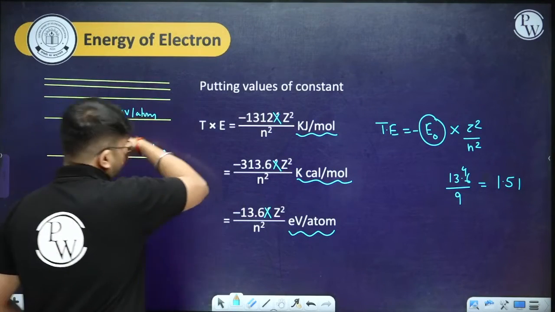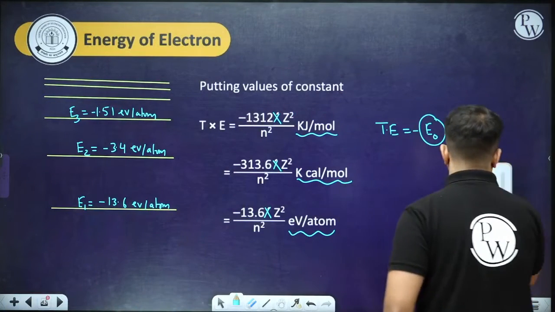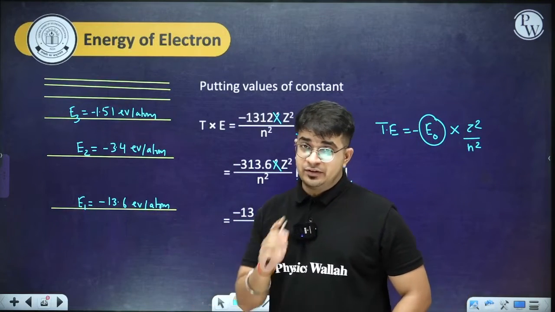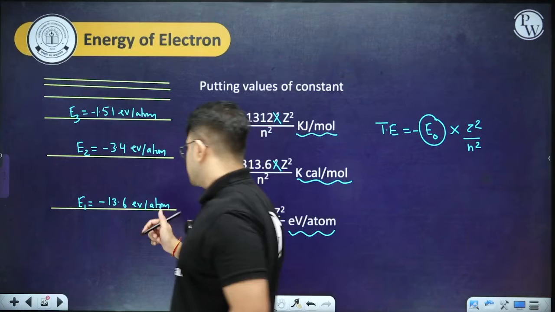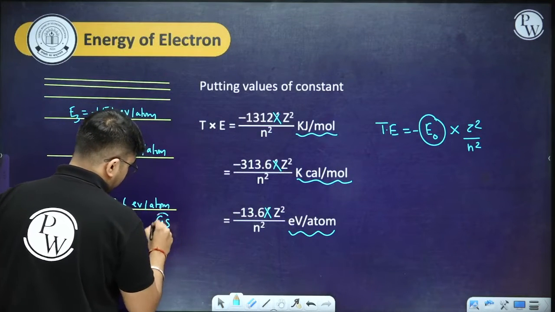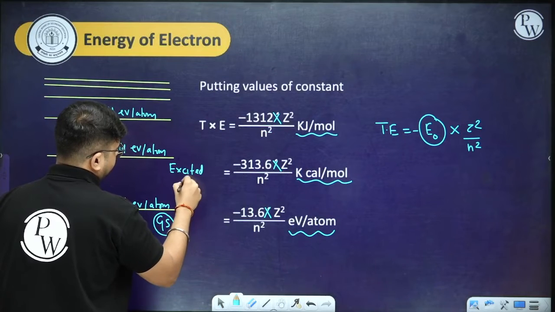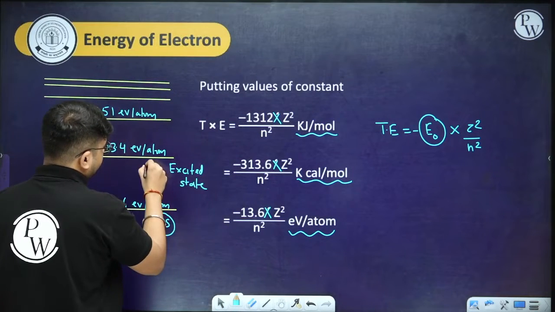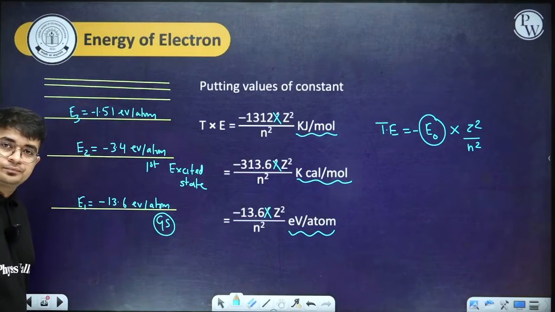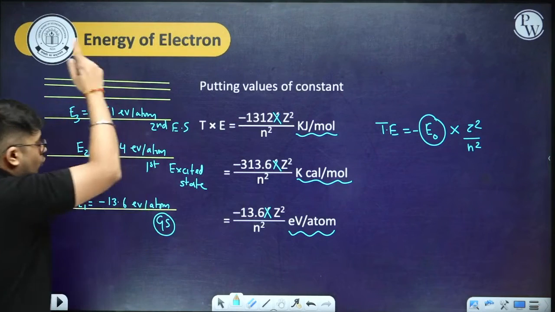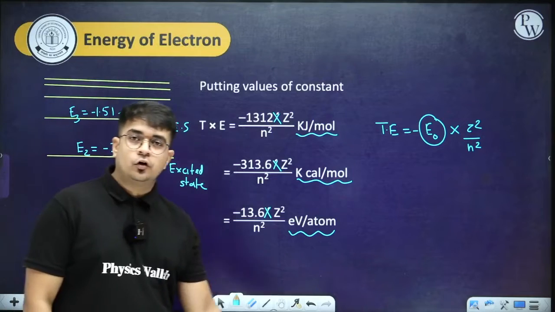So you can see the value is actually increasing. The least negative term has the maximum value, and this is your ground state. This is your first excited state, this is the second excited state, and so on. So you can calculate each and every value for the hydrogen atom.